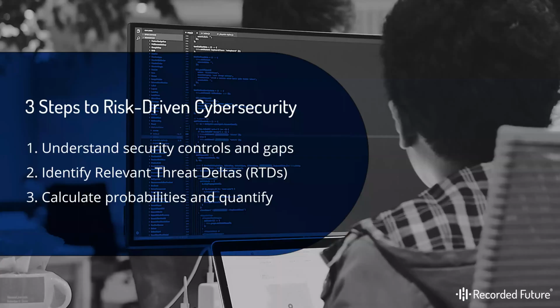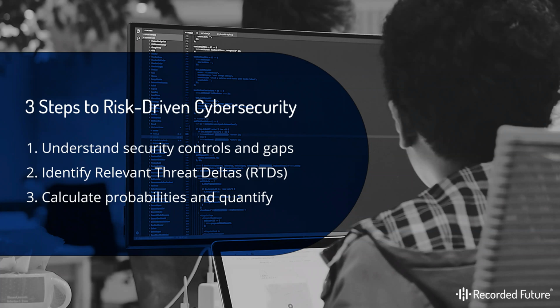So the alternative to those types of security programs, where from the top down the focus is compliance or threats, is a risk-driven security program. And there are really three steps here. Number one, we talked about understanding your own security controls and where you have gaps, based on security intelligence.